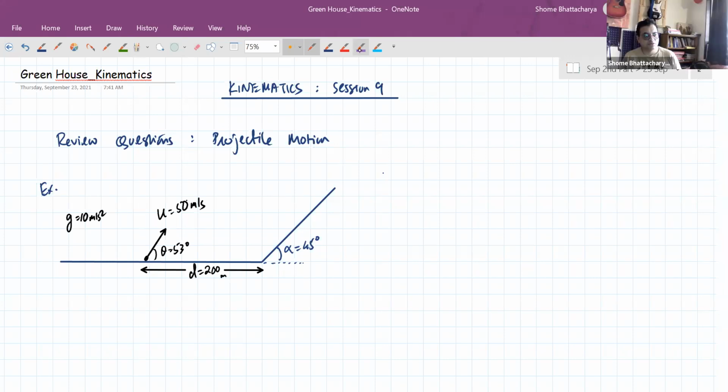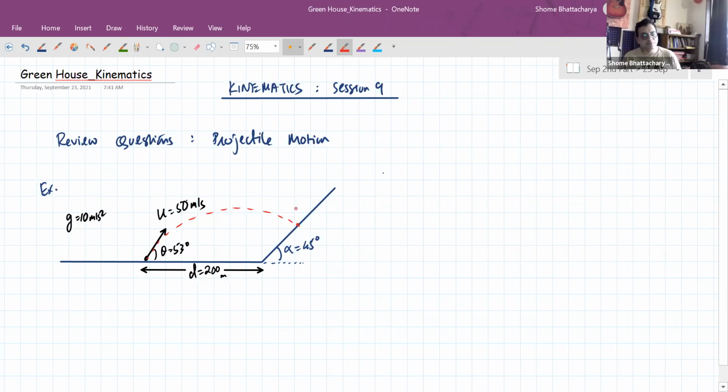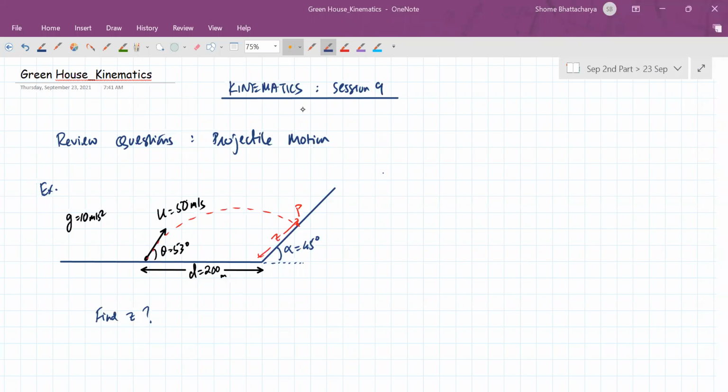Okay, so this is a situation. A projectile is fired like this. Now it goes and hits the inclined plane at some point P over here. So we have to find this distance. Suppose this is Z. So find Z. Just try this question.